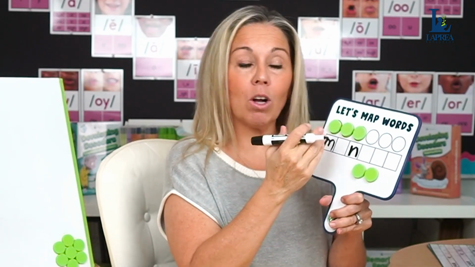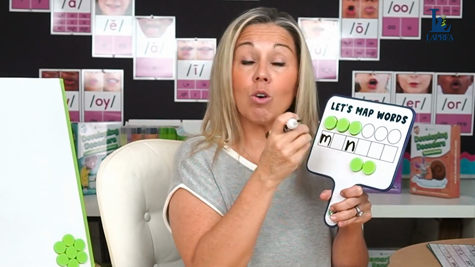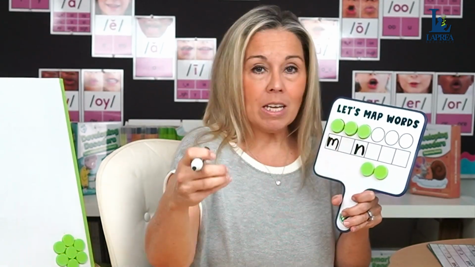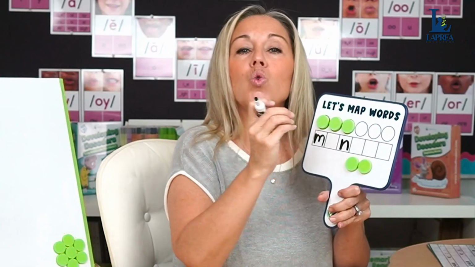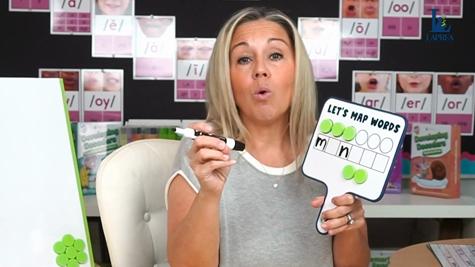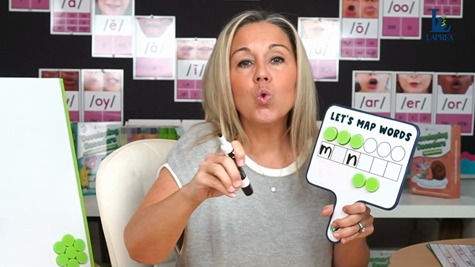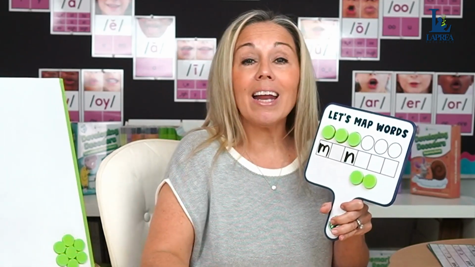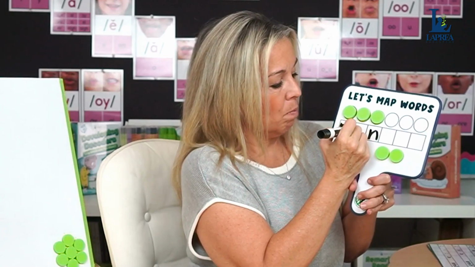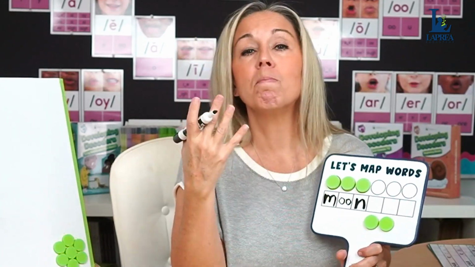Now let's go to the middle. We have oo in the middle. What letter or grapheme or graphemes represent the oo sound? Again, this is unpredictable. That double O has multiple sounds. But in this case, it represents that long oo sound. So we'll add that OO to the middle. Moon. And there we just mapped the word moon.